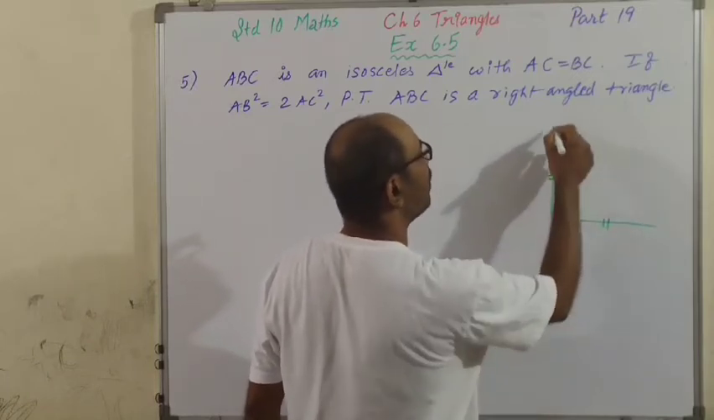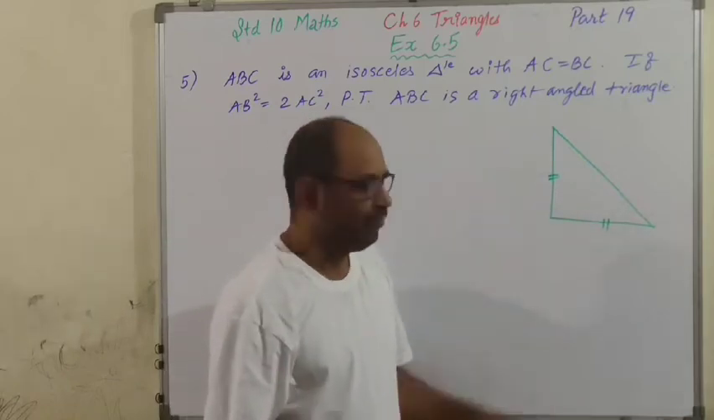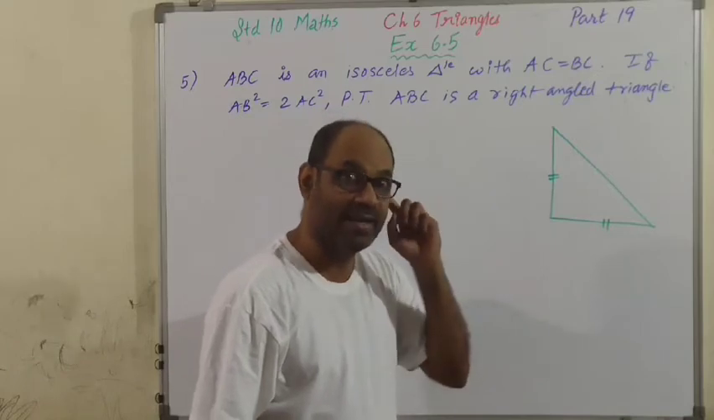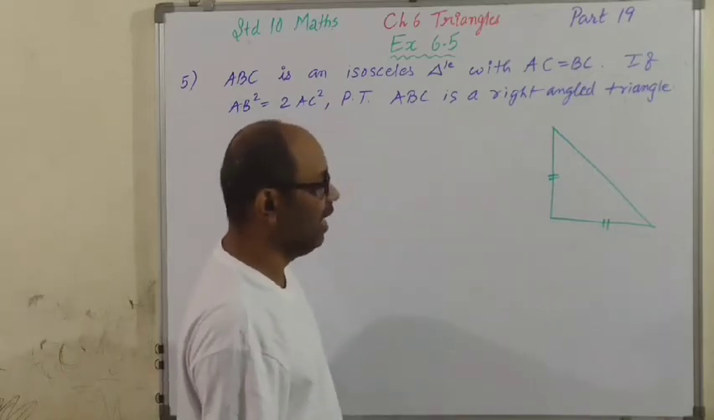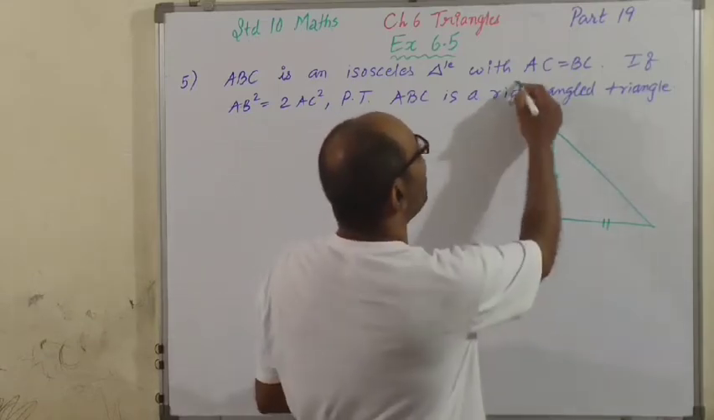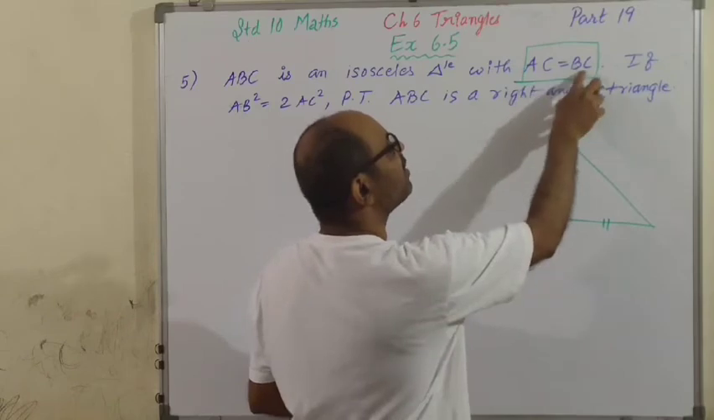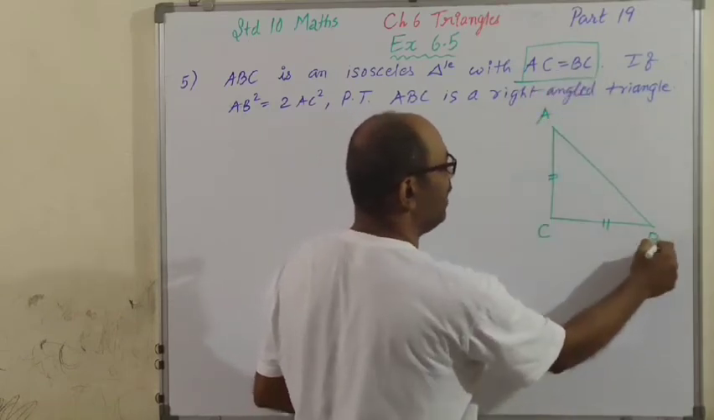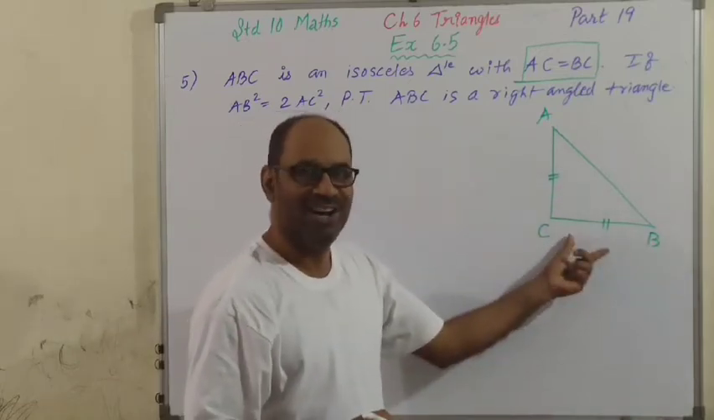These two sides are equal. But I'm not showing you this right angle here. We have to prove that. Some children write the sign of right angle there. No, that is what we have to prove. Which two sides are equal? AC equal to BC. So C is the common point. So here should be C. So A, B and C. AC equal to BC.